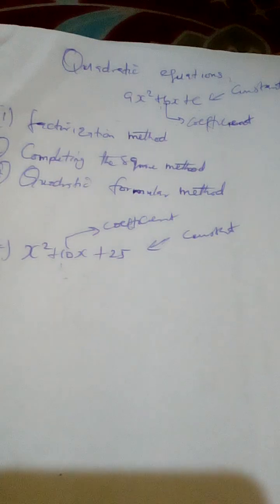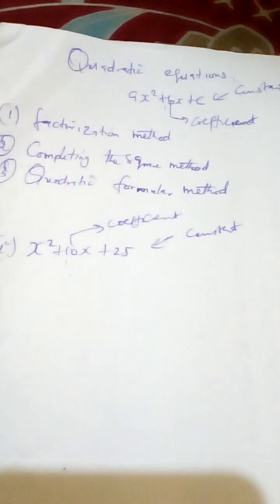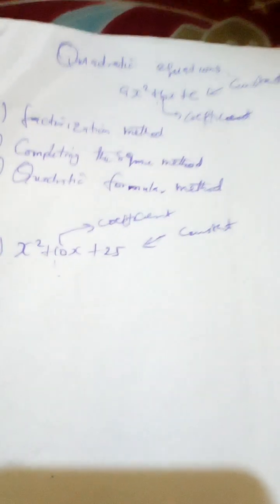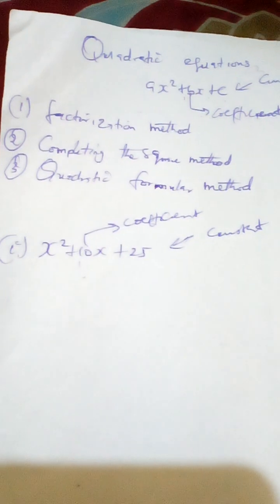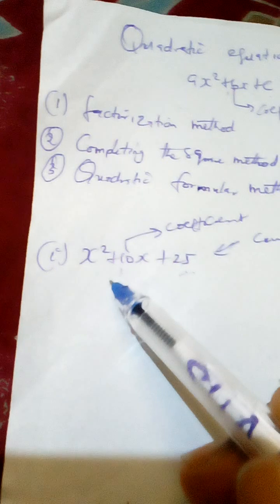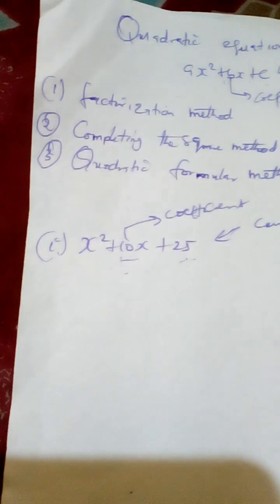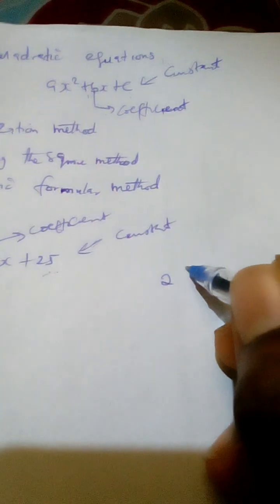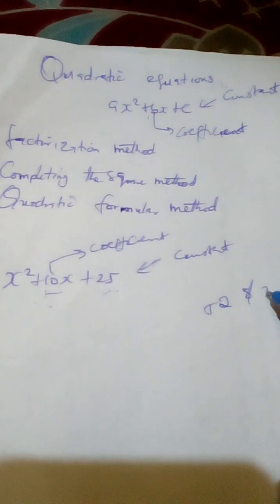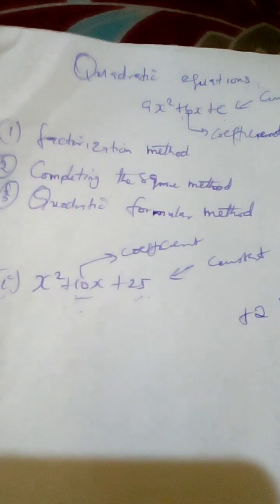So we should find two numbers. The two numbers must, when multiplied together, give you this constant, and when added or subtracted must give you this coefficient. What does it mean? Let's say we have two numbers which are plus 2 and plus 2. Adding gives us 4, and when you do 2 times 2, it also gives us 4.